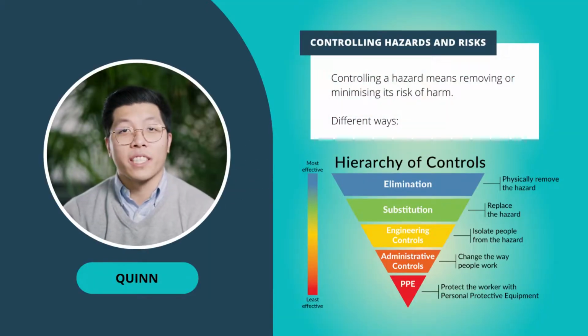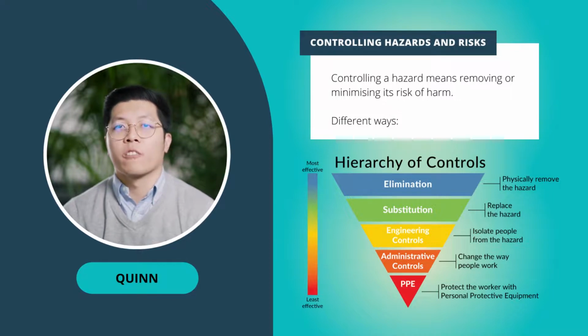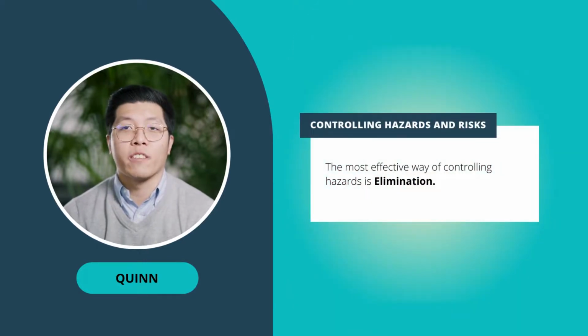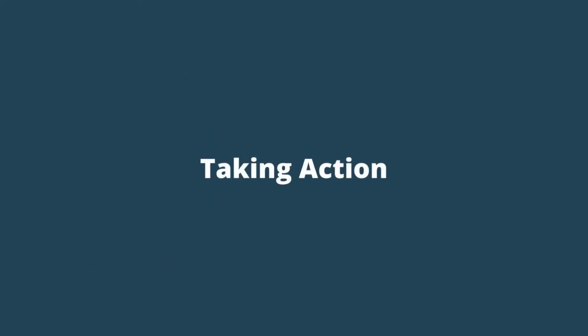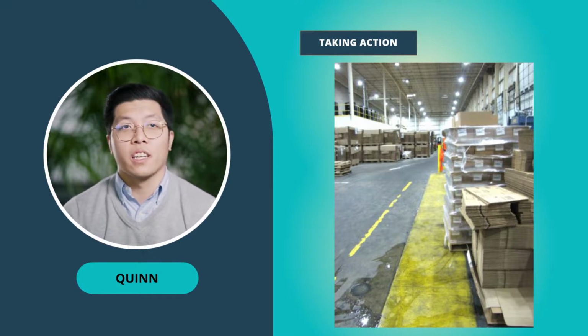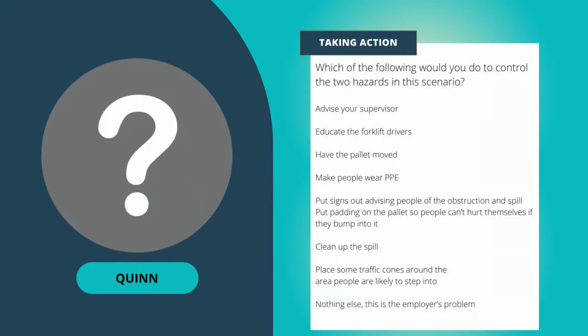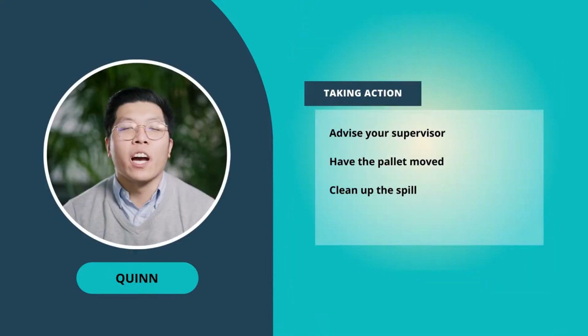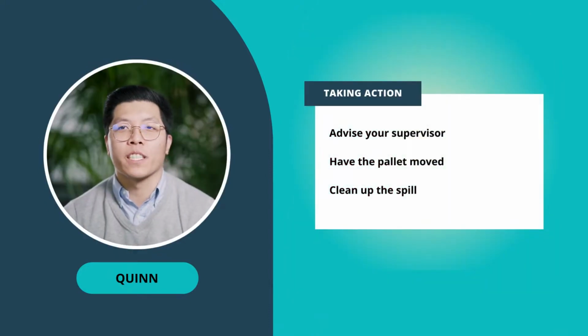After a hazard and its risks have been identified, they must be controlled. Controlling a hazard means removing or minimizing its risk of harm. Hazard control can be achieved in a number of ways. Which of the following would you do to control the two hazards in this scenario? You have a duty of care to advise your supervisor immediately, clean up the spill, and you should arrange to have the pallet moved as quickly as possible.